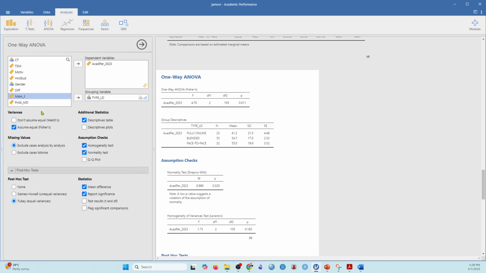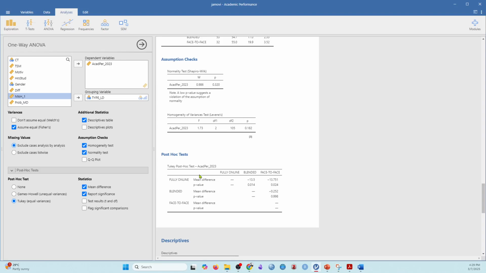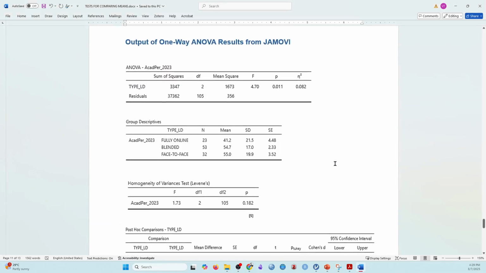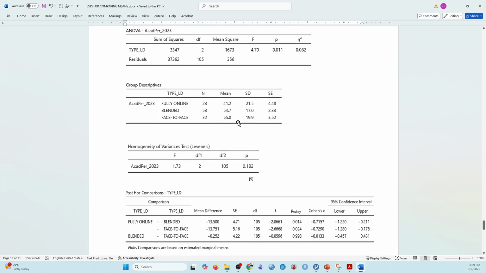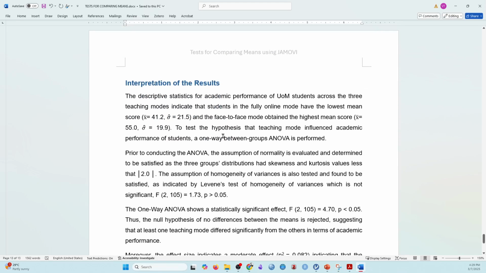So the assumptions are met, and therefore we choose those options, and therefore those are the results now that we want to interpret. So we have a descriptive table, we have the one-way ANOVA table, those are the assumptions, and then we have here the post hoc tests. So now let's proceed and let's interpret the results. So I'll show you how we would be interpreting the results here, and here you can see the results which have been included. And let's proceed now with the interpretation.